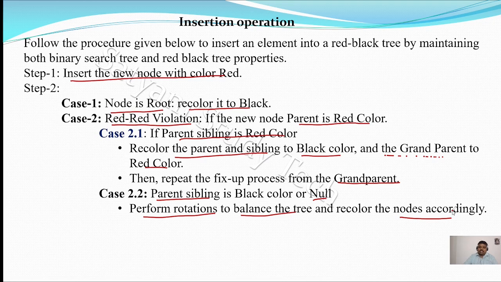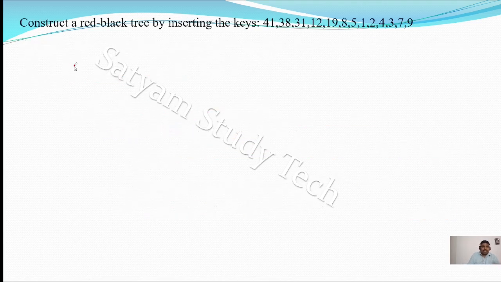Already we have discussed. Now we can see one example, then you can understand how to insert nodes into the red black tree. So this is the example. Construct a red black tree by inserting the keys here. For example, first one I consider here is 41. Okay, any new node takes the red color, but it is a root, that's why it takes the black color. Okay, so you can check the red black tree properties.